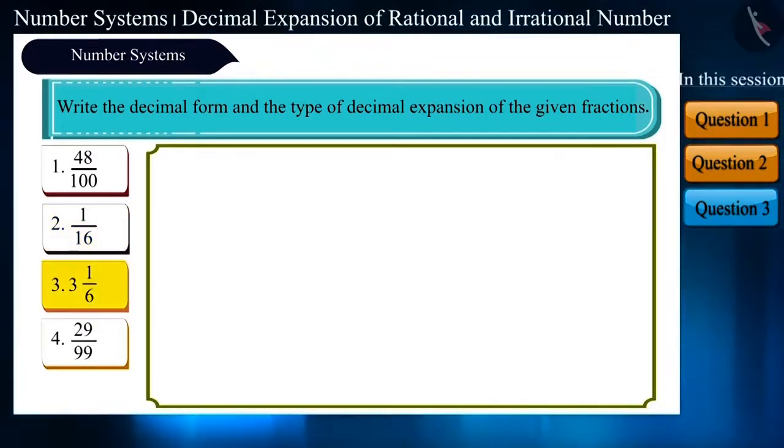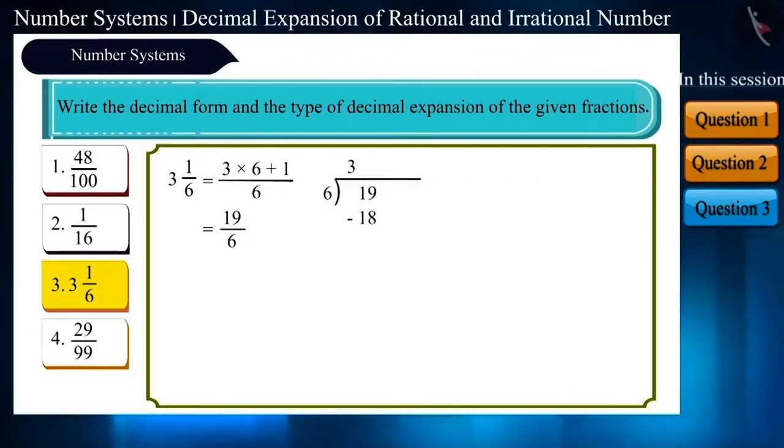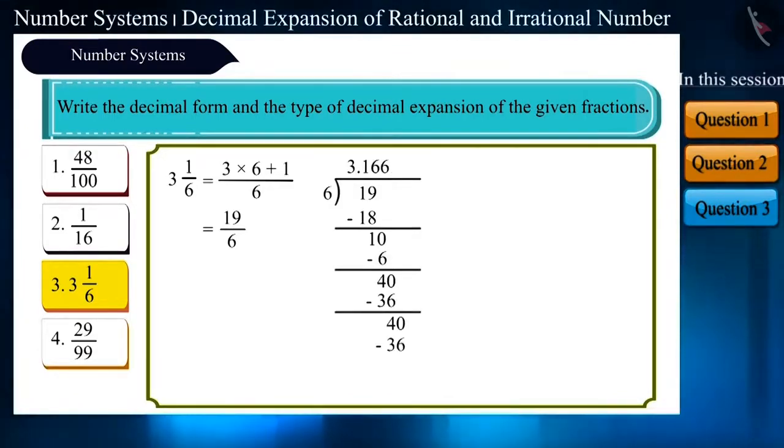Friends, the third fraction looks slightly different. It is 3 1 by 6. 6 multiplied by 3 plus 1 is equal to 19 by 6. On solving this, we do not get the remainder as 0.